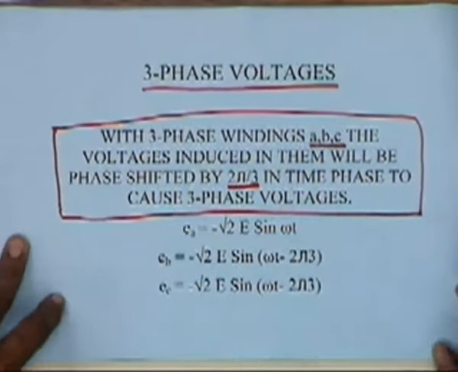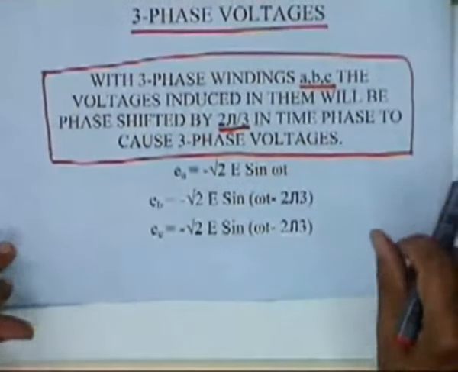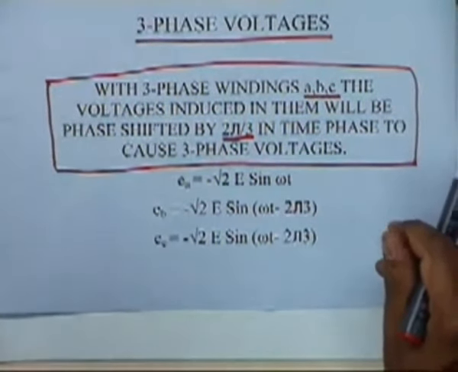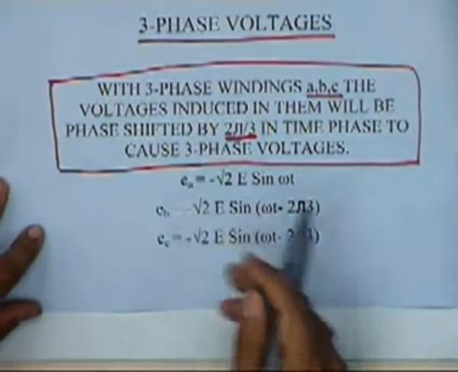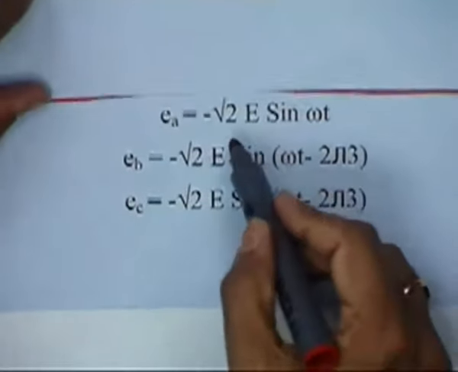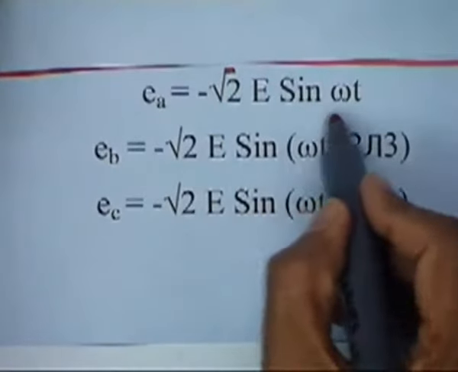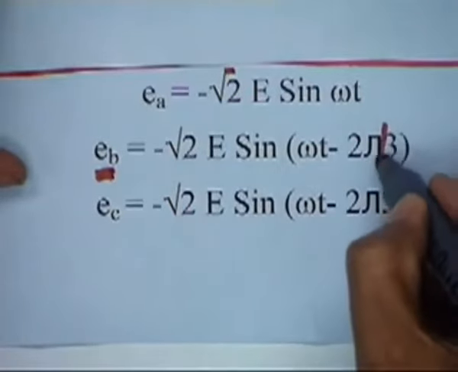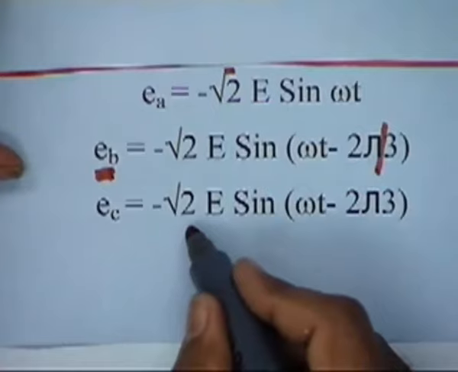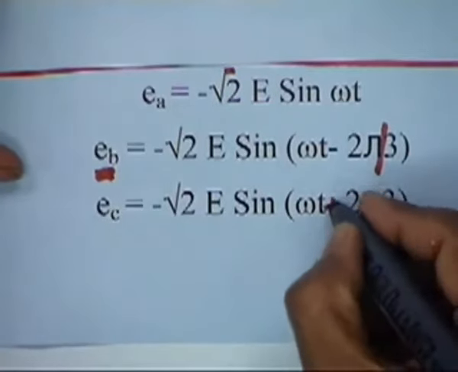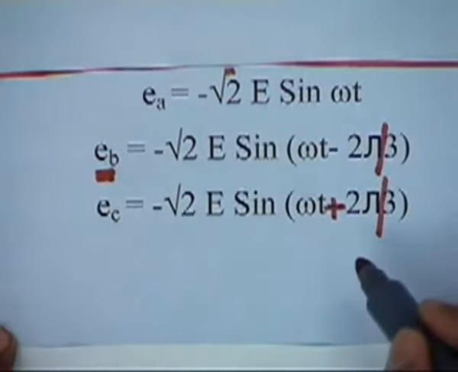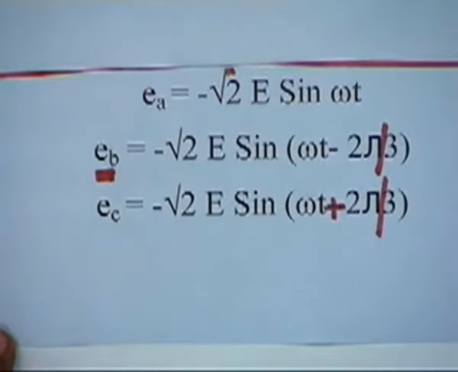If the A phase voltage is EA, which is minus root 2 E sin omega t, the B phase voltage EB will be minus root 2 E sin(omega t minus 2 pi by 3), and the C phase voltage will be minus root 2 E sin(omega t plus 2 pi by 3), because you have this voltage induced in an appropriate manner.